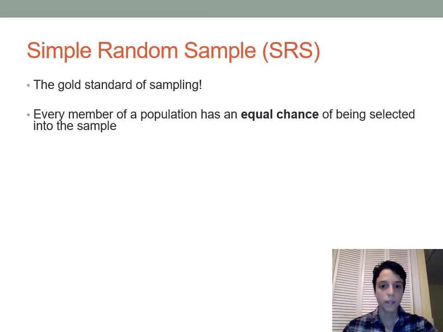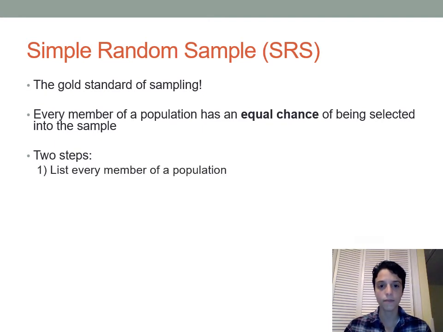A simple random sample is a sample in which every member of a population has an equal chance of being selected into that sample. So whatever your population is, every member of that population has an equal chance of becoming a member of the sample. In other words, who gets selected into the sample is completely random. There are two steps to taking a simple random sample. The first is to list every member of a population. Whatever population you're interested in, you have to have some list of every member that's in it.